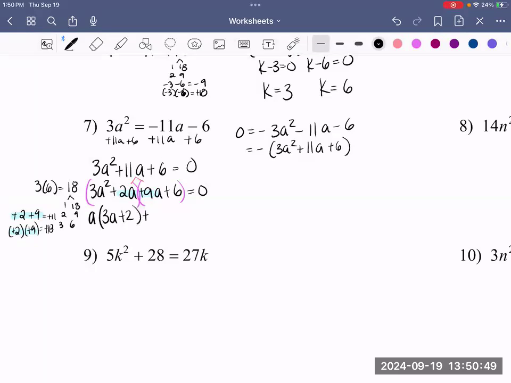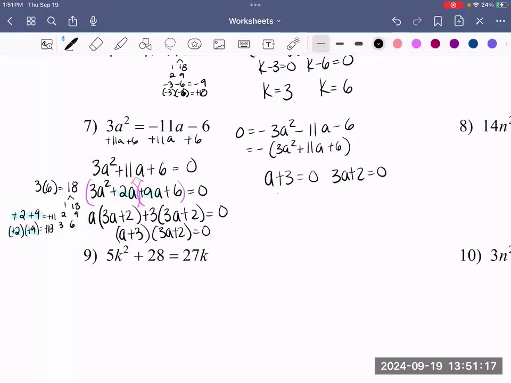Over here, we can take out a positive 3. Now, if we factored correctly, we should end up with the same parentheses. We should end up with a plus 3 and 3a plus 2. If our factoring skills are lacking, definitely go back and check out the 1.3 video. So now we have a plus 3 set equal to 0, and 3a plus 2 equal to 0.